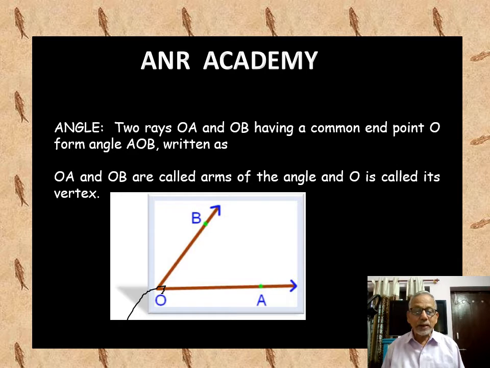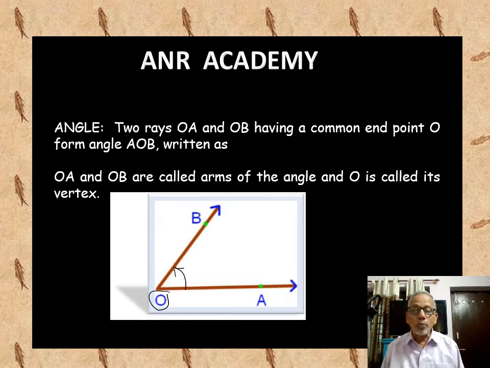So what is an angle? An angle is two rays OA and OB having a common endpoint. OA and OB are two rays, and these two rays have a common endpoint O. Clear? So the angle formed is called angle AOB.